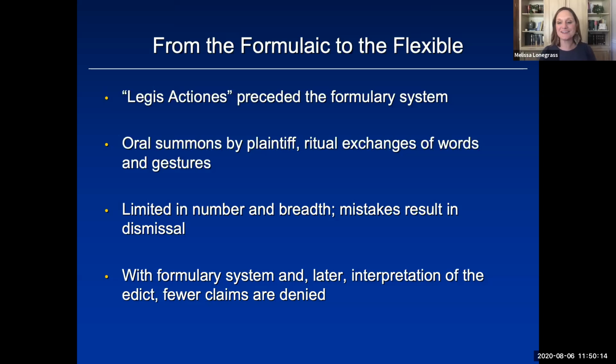All right, this brings us to the end of our discussion of the pre-classical period of Roman law. In the next lecture, we'll take up the last two periods of Roman law in a single lecture. These are the classical period and the post-classical period of Roman law.